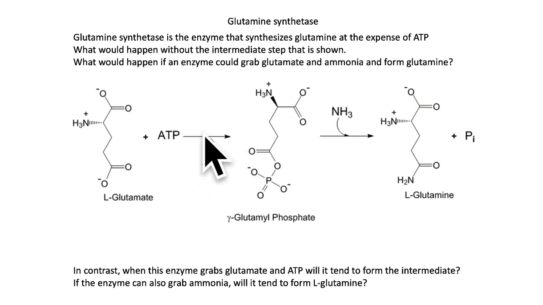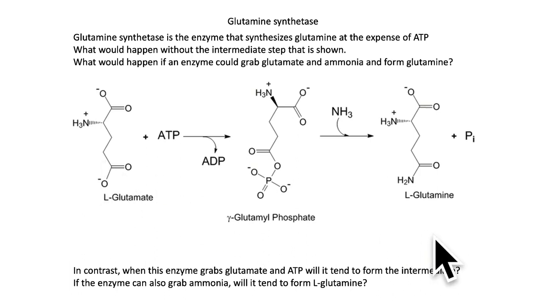Easy to pass the end phosphate, the gamma phosphate, onto glutamate to make gamma glutamyl phosphate. Then the enzyme grabs an amine, and that amine can nucleophilically attack the carbonyl and kick off the inorganic phosphate. And thereby you have glutamine. Now you could not simply take an amine and directly attack glutamate to make glutamine.